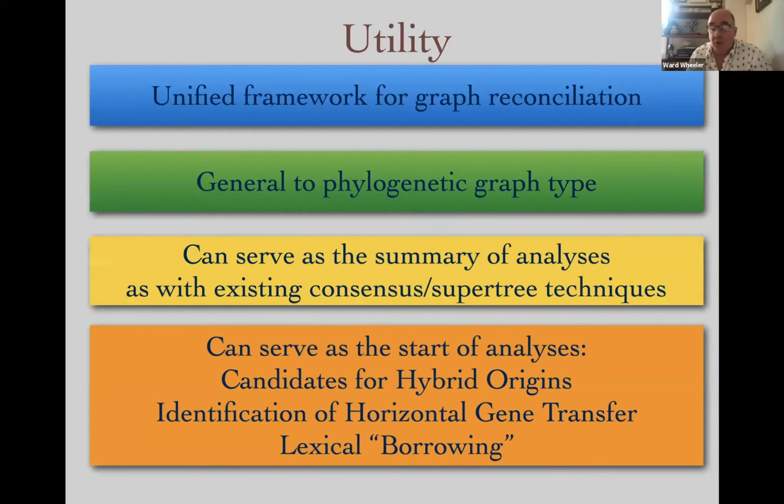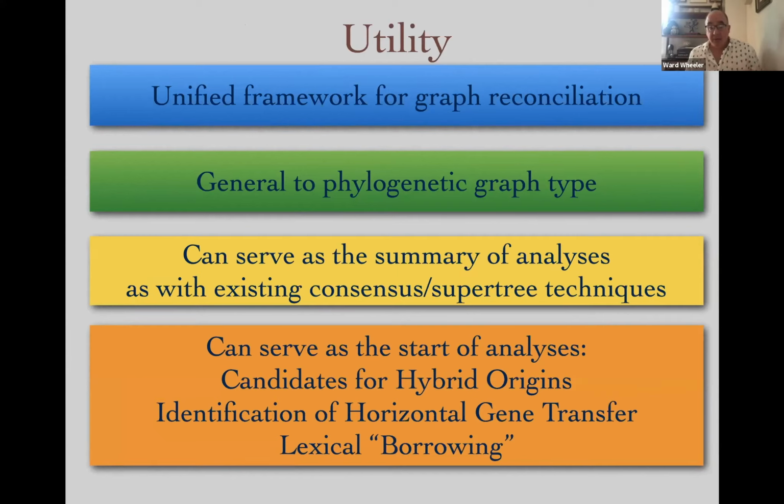So the question is, why would we want to do these sorts of things? Many of us use consensus techniques for all kinds of purposes, and one of which is we want to create a unified framework for graph reconciliation for all different types of input graphs. So if we have networks or forests or all sorts of things, we want to be able to put them together. And these techniques here are general to phylogenetic graph types.